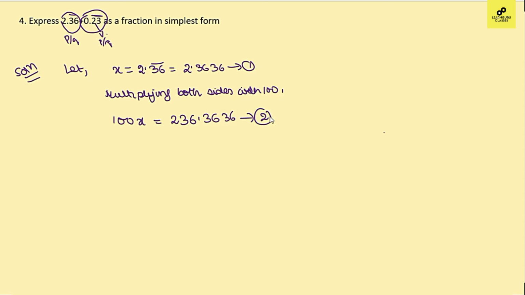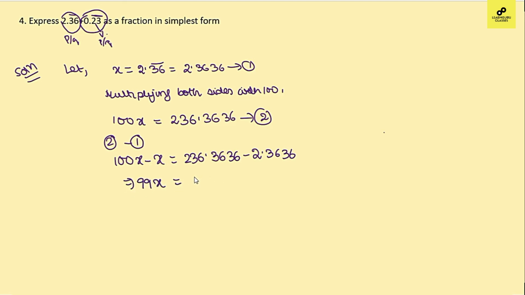So equation 2 minus equation 1 will give us 100x minus x equals 236.3636 minus 2.3636, that is 99x, and this comes as 234. Let's keep it as x equals 234 by 99. So 2.36 bar we have converted into an equivalent fraction.